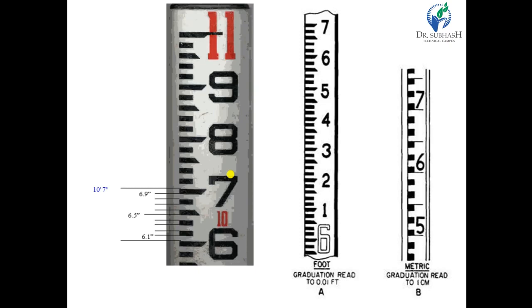Now these are the staff pictures that we have to read. What are the differentiations and what are the reading notations on the staff? Each black mark consists of 1 centimeter thickness. Each white mark also consists of 1 centimeter thickness. So every 5 centimeters there are some greater notations.